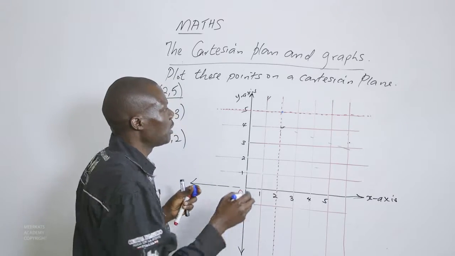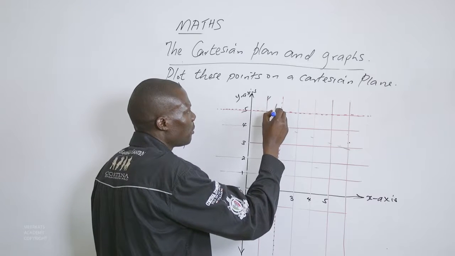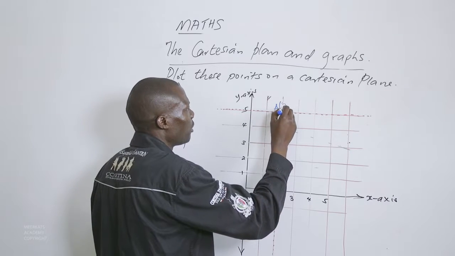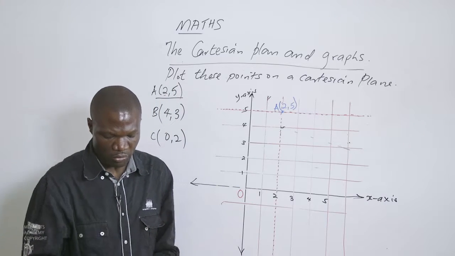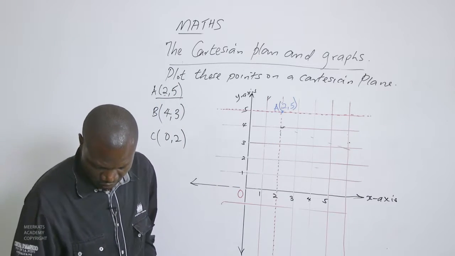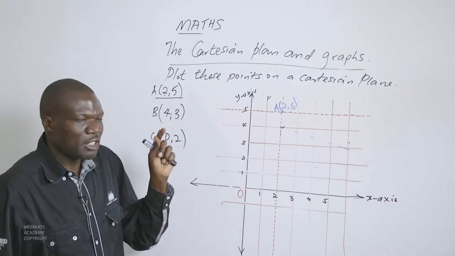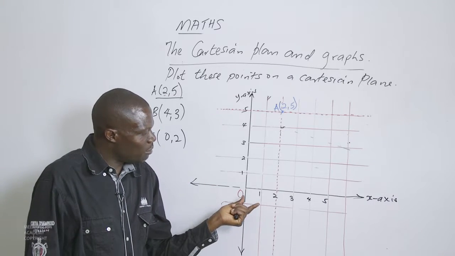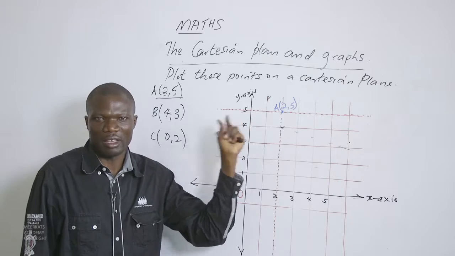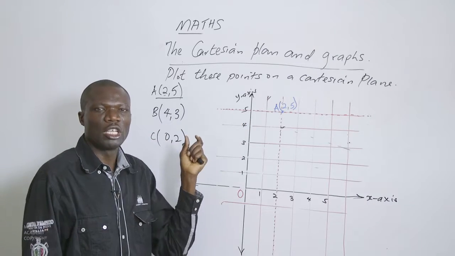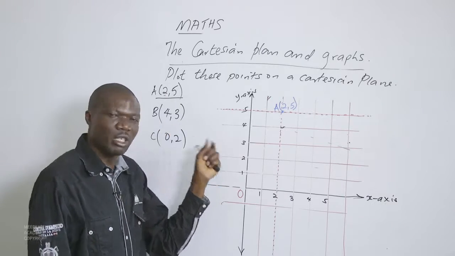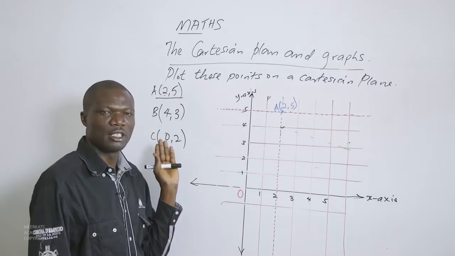So that is the point. And then you write with capital letters A in bracket the point 2, 5. That is the point we are looking for. Now, similarly, the way we have been able to identify A is the same way we shall approach and identify the coordinates B and the coordinates C.